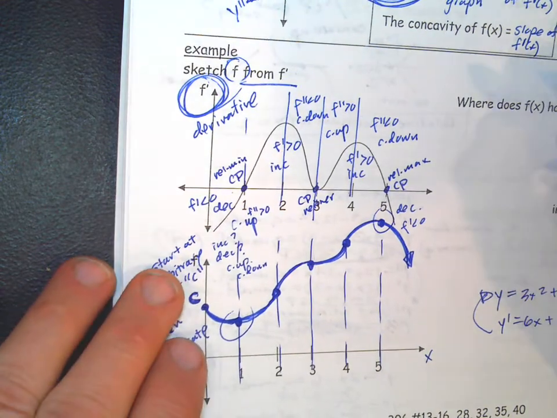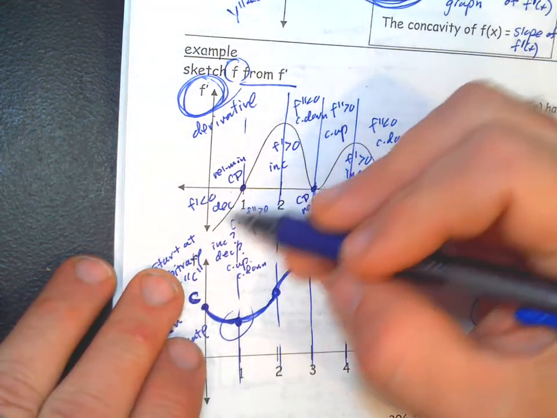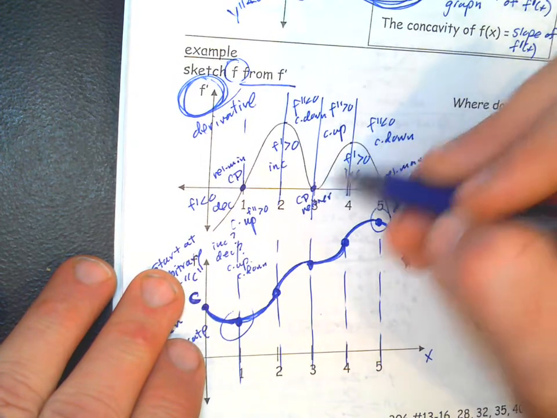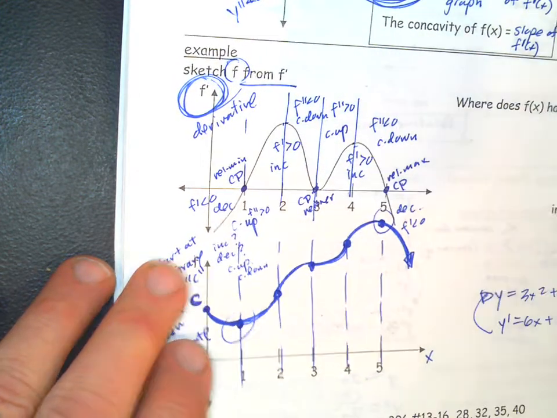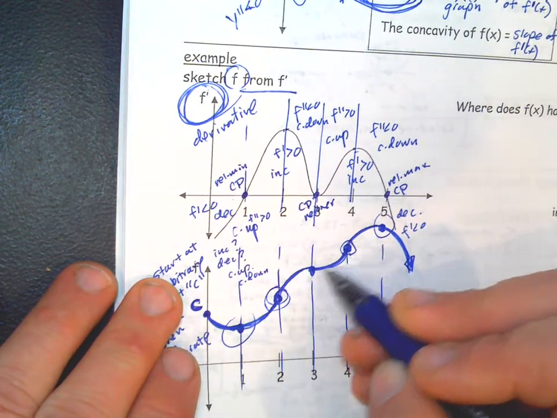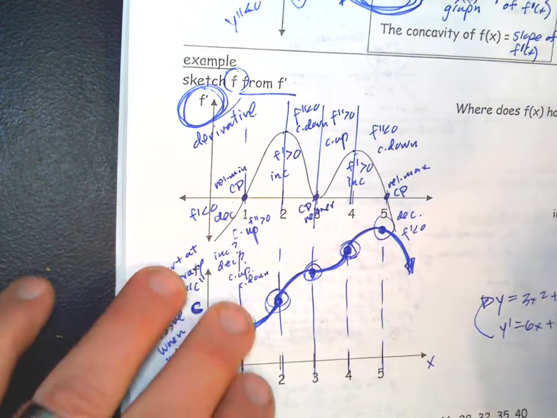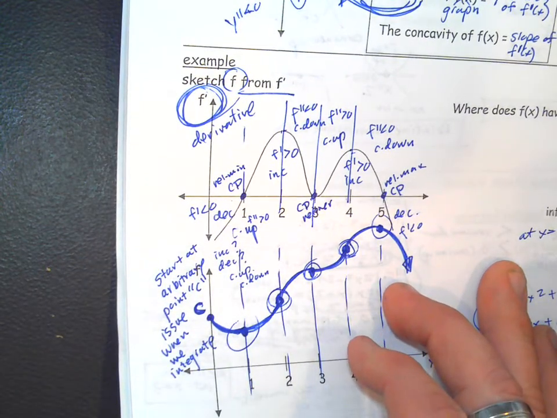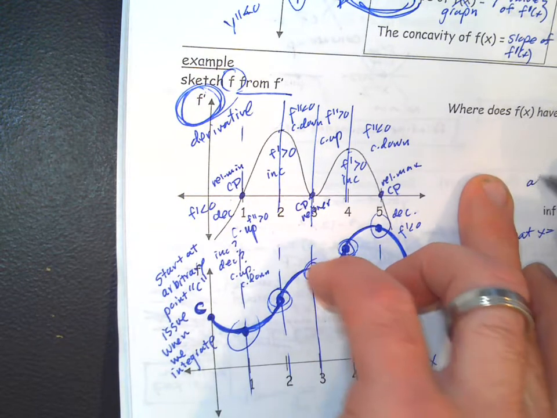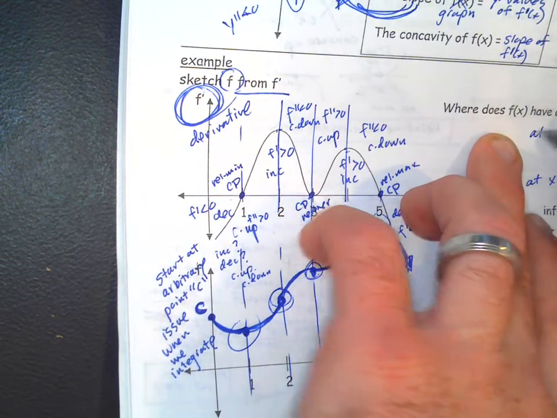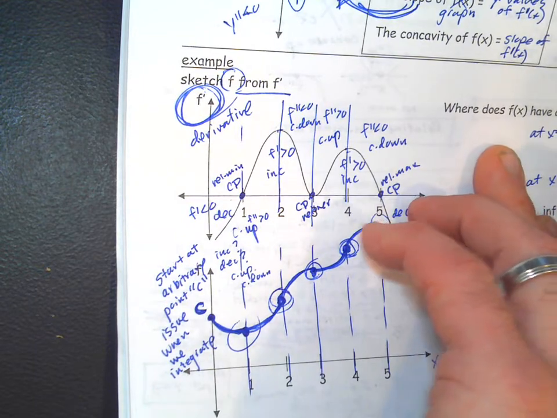Inflection point is where concavity changes. Well, concave up to concave down, that's an inflection point. Inflection point, inflection point, inflection point. And sure enough here, inflection point, inflection point, inflection point. So we have inflection points at x equals 2, 3, 4. Relative min at x equals 1. We have relative max at x equals 5.